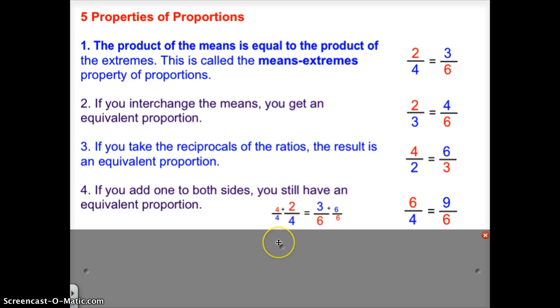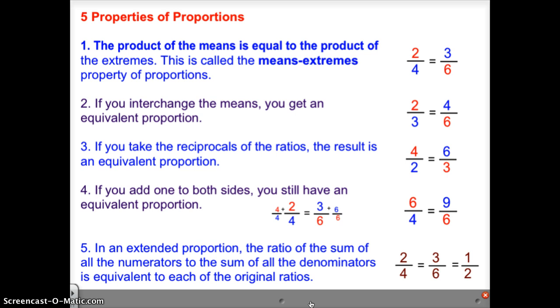One that we may not have seen is that if you add the number 1 to both sides, your proportion is still the same. The reason we could do that is because the common denominator in this ratio is 4, so 4 plus 2 is 6. Keeping the denominator of 4, we have 6/4. In this fraction, we have 6 as the denominator, so 6 over 6 is our fraction. 3 plus 6 is 9. We then multiply 6 times 6 as our means extremes, and 9 times 4, and get 36 for both.